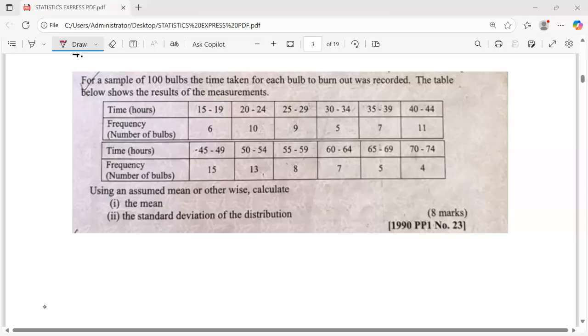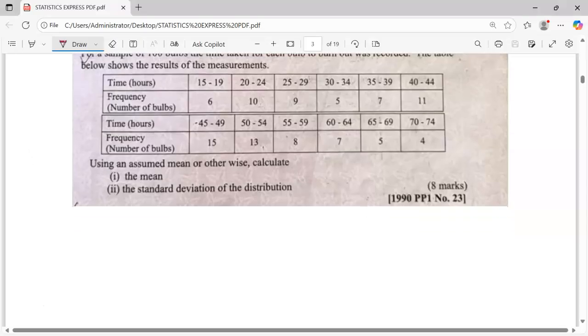We are presenting KCSE 1990 paper 1 question number 23, a question on statistics 2. The question reads: for a sample of 100 bulbs, the time taken for each bulb to burn out was recorded. The table below shows the results of the measurements, that is time in hours, frequency, that is the number of bulbs. Using an assumed mean or otherwise, calculate the mean, and number 2, the standard deviation of the distribution.